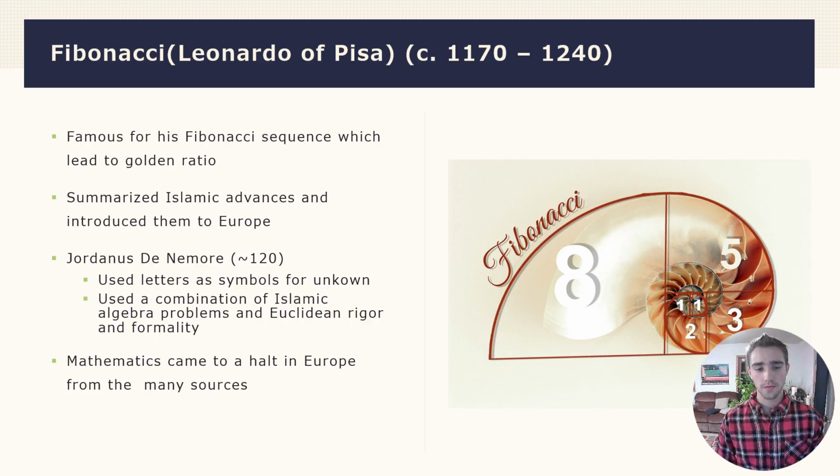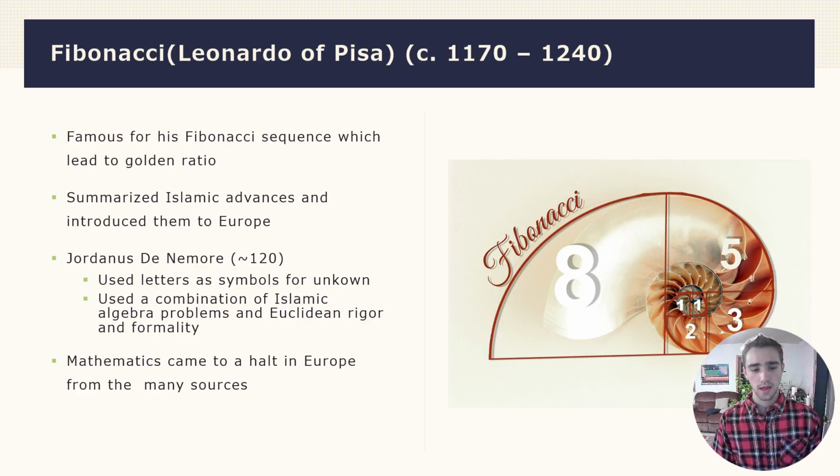Fibonacci is the most influential mathematician of his period because he introduced his sequence, which led to many advances in many fields, such as architecture. He, most importantly, summarized Islamic advances and introduced them to Europe. This led to the widespread use of such things as the Arabic number system.